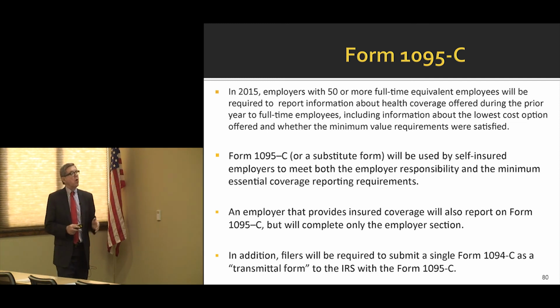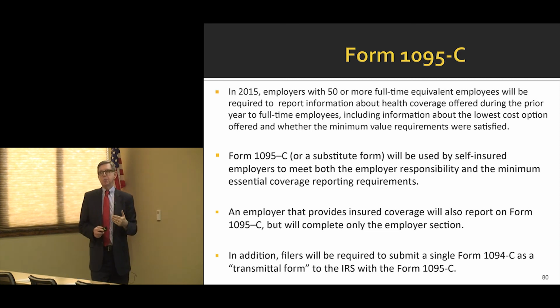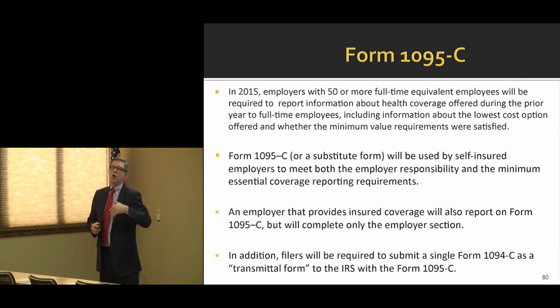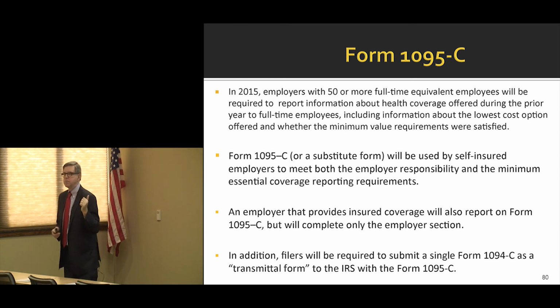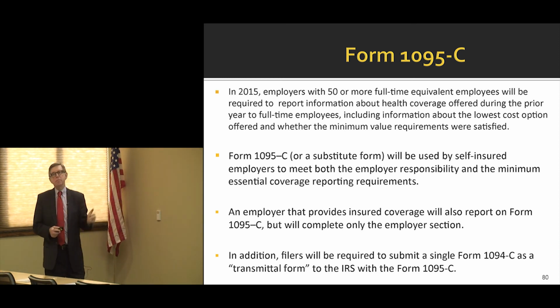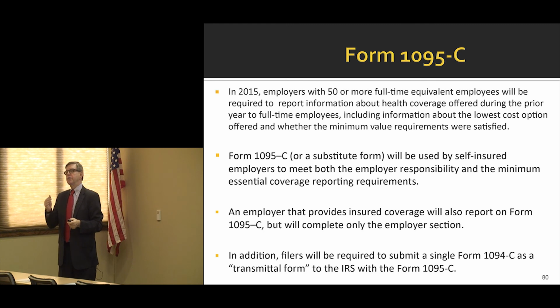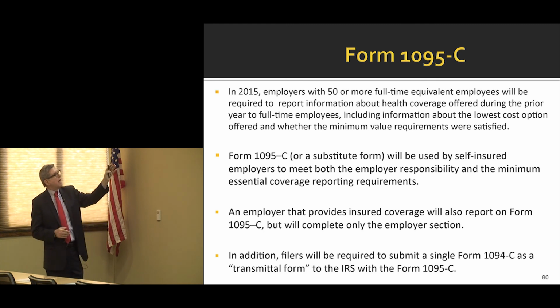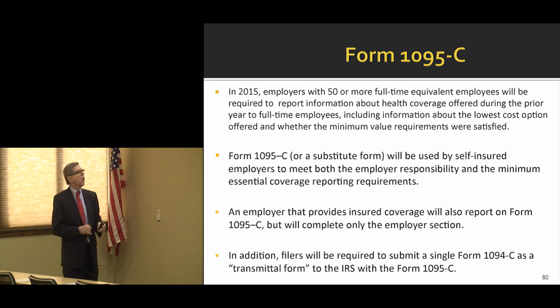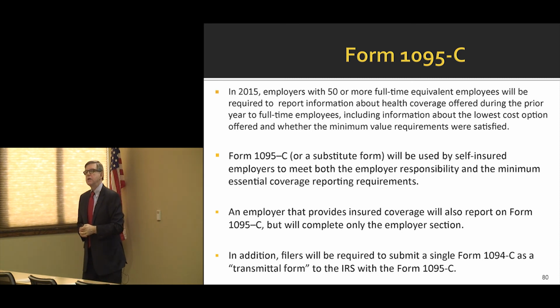Now, to complete this form, I tell people it will take a village to complete it. It's going to take your accountant, your attorney, your broker, because each one of those will have information in order to complete this. So please be ready for this and start collecting information in order to file this form. But again, you only have this obligation if you're 50 or more full-time and full-time equivalent employees in 2014 for 2015. All right?